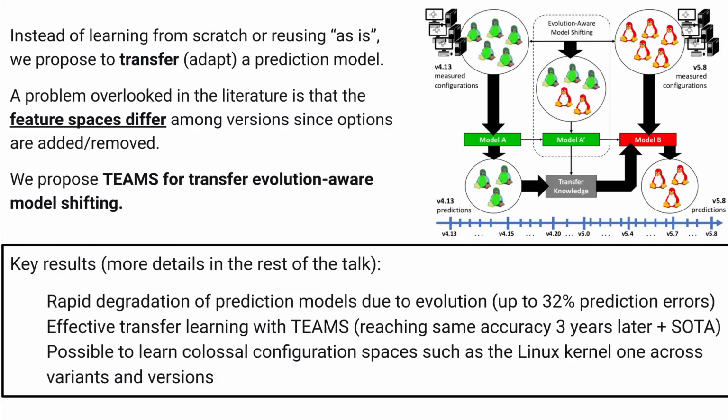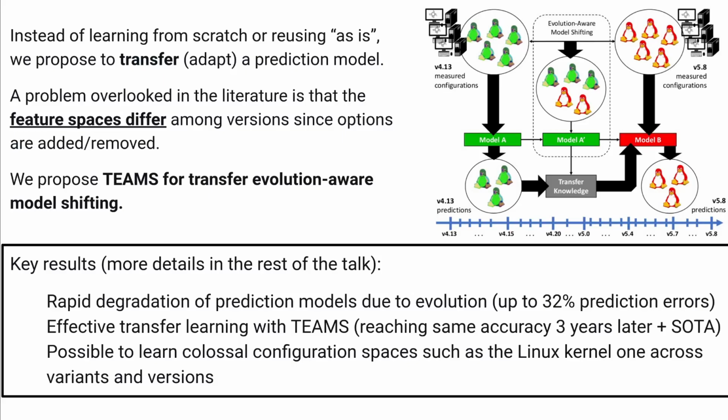So instead of learning from scratch or reusing a prediction model as is, we propose to adapt a prediction model from one version to another. And one problem overlooked in the literature is that the feature space differs, it's heterogeneous, since options have been added or removed. So we propose a new technique called TEAMS, for Transfer Evolution-Aware Model Shifting.